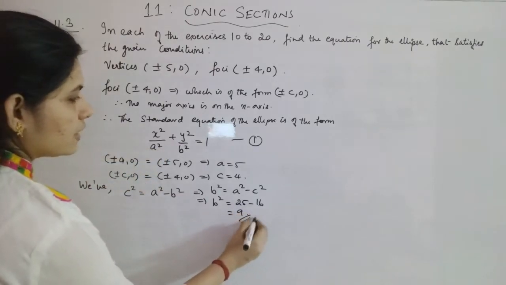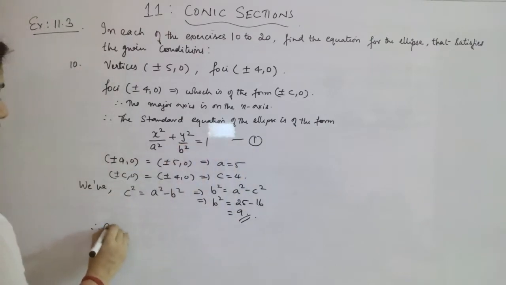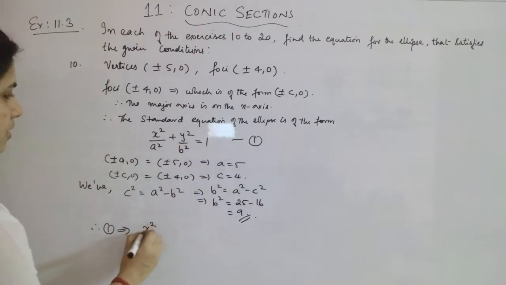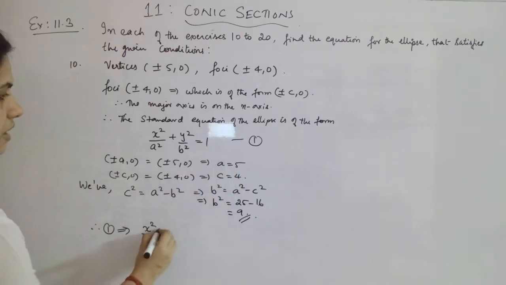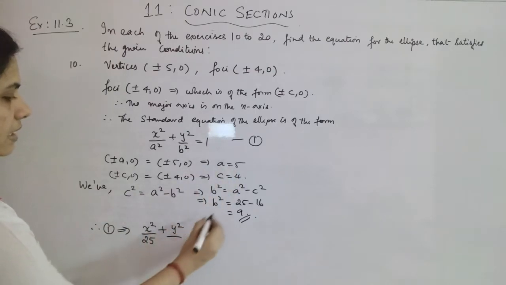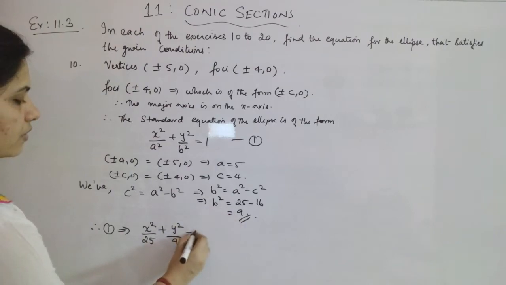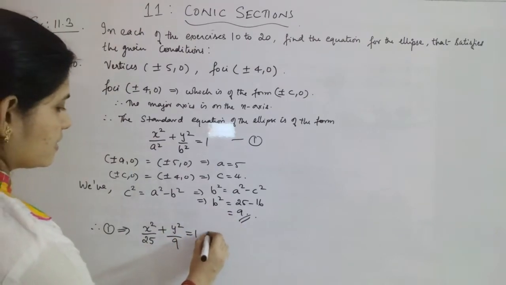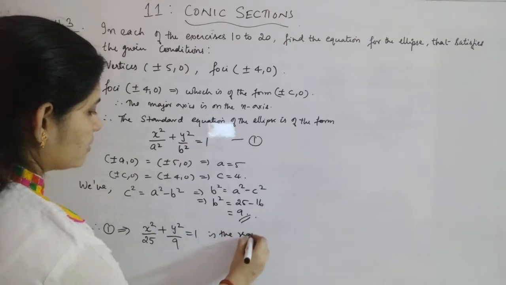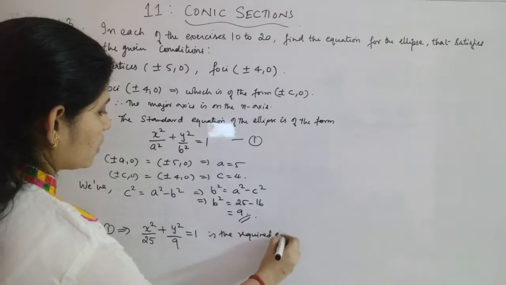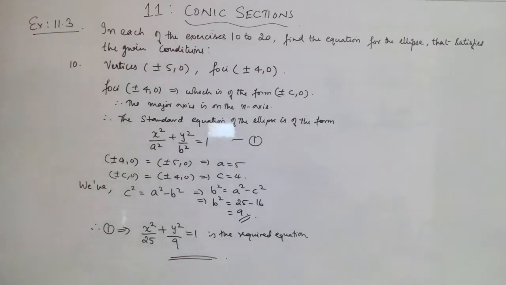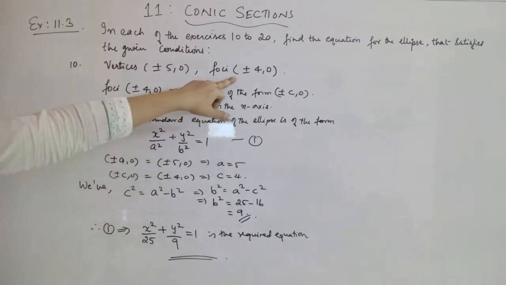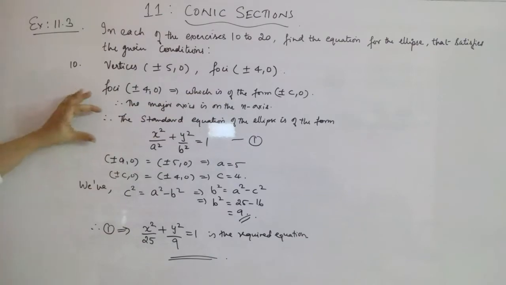So this is enough. Now equation 1 becomes x square by a square. Replace the value of a square, it is 25, plus y square by b square, which is 9, equal to 1, is the required equation of the ellipse. Understood? So this is the fact which will tell you in which form you have to take the standard equation.